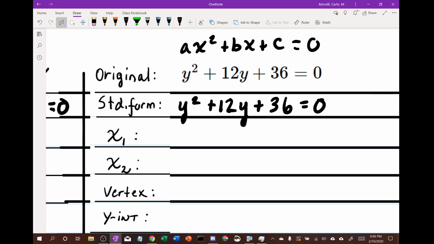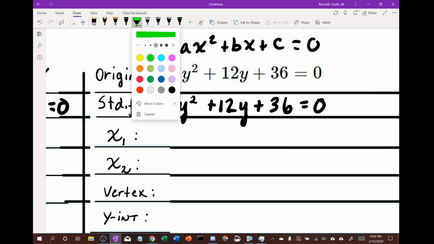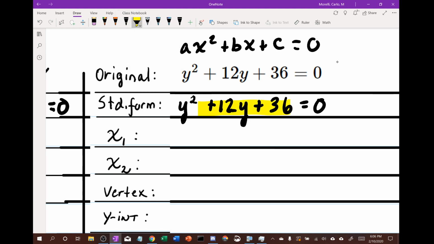Okay, so what we want to do is actually solve this quadratic equation by sticking it into the calculator. So you're going to replace all the y's with x's and just stick this into the calculator emulator.